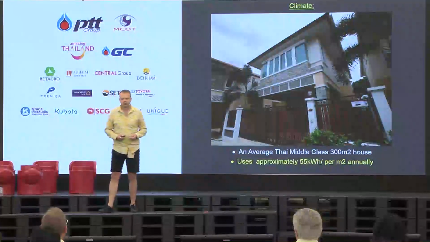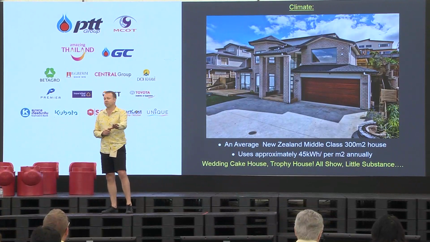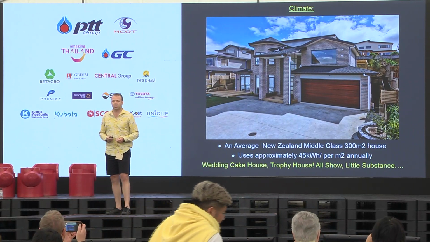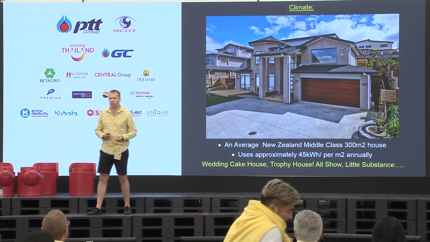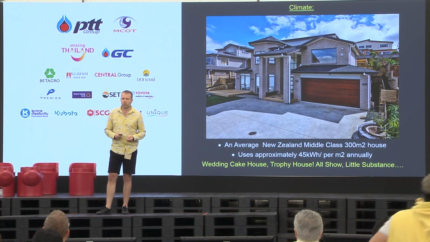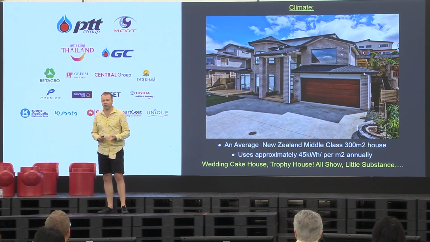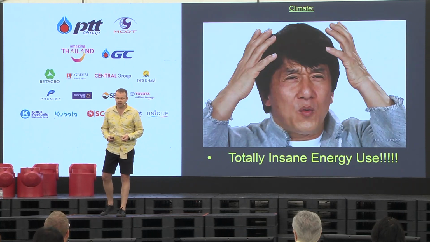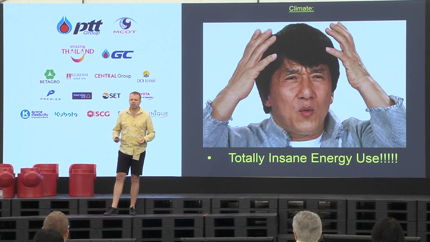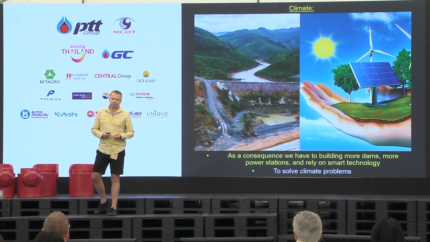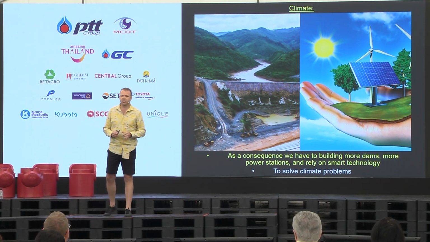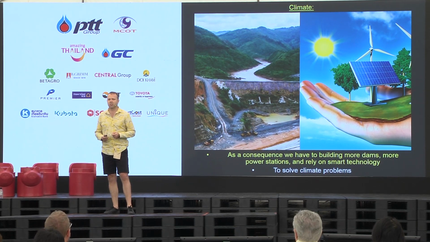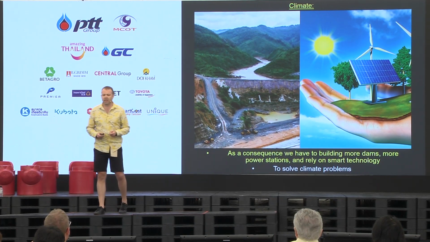In New Zealand, by the way, this is not my design work, these are just sample houses. A typical New Zealand middle-class house will use around 45 kilowatt hours per square metre annually. And we typically refer to these types of houses as wedding cake houses, trophy houses, all show little substance. Totally insane energy use. As a consequence of this inefficient energy use, we have to build more dams, we have to rely on complicated green technology to solve these problems. And it does not have to be like that.